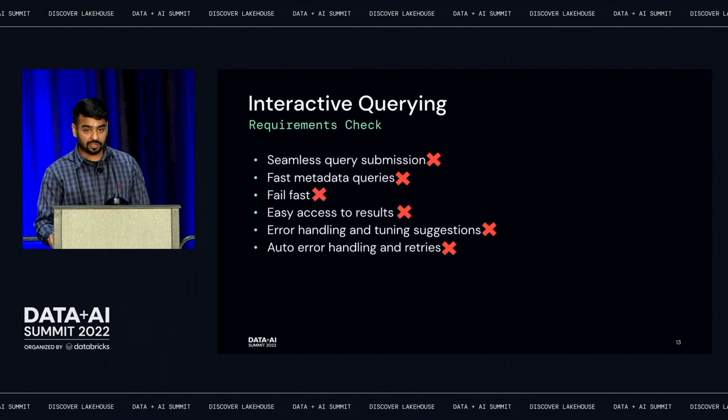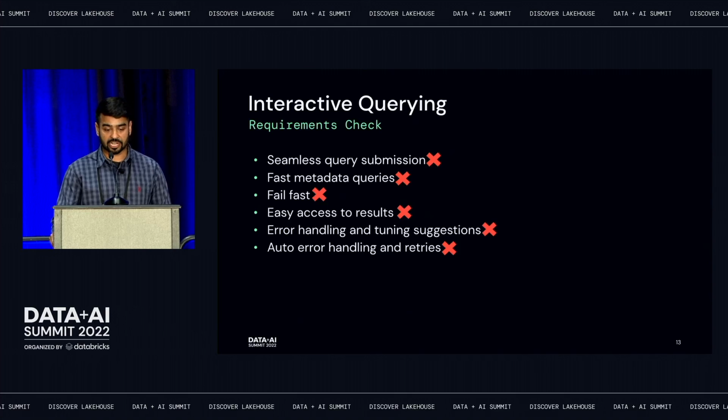So these were our requirements for interactive querying. And by the looks of it, it doesn't look good. But let me talk a little bit more in detail about why it's not great.